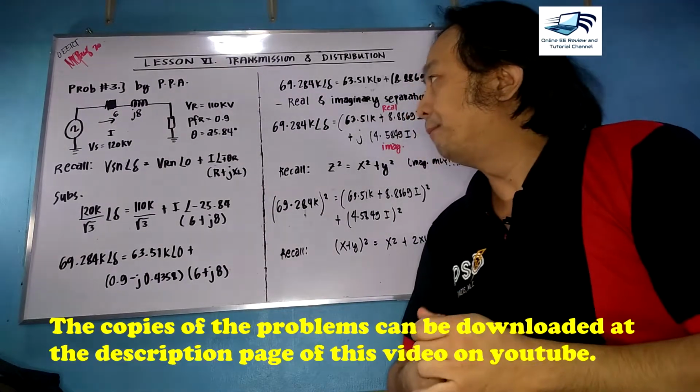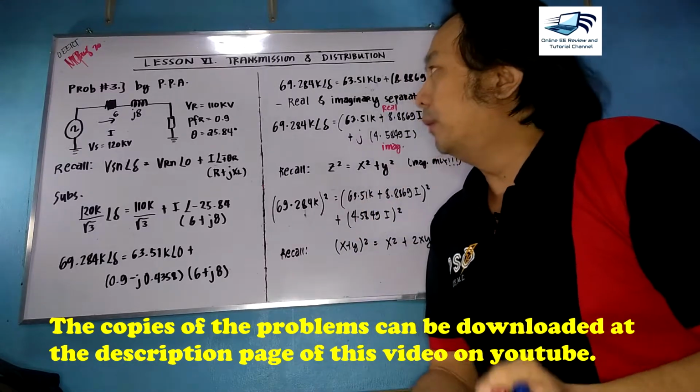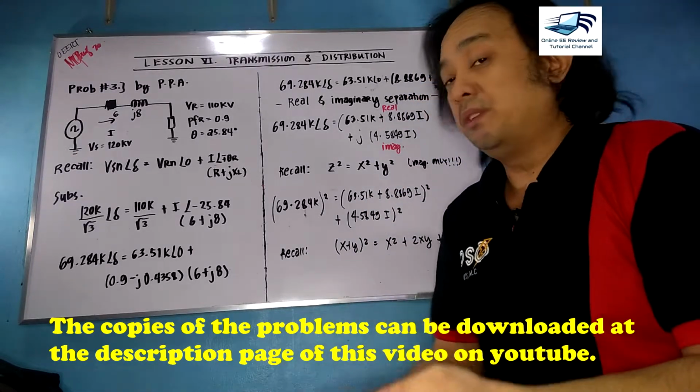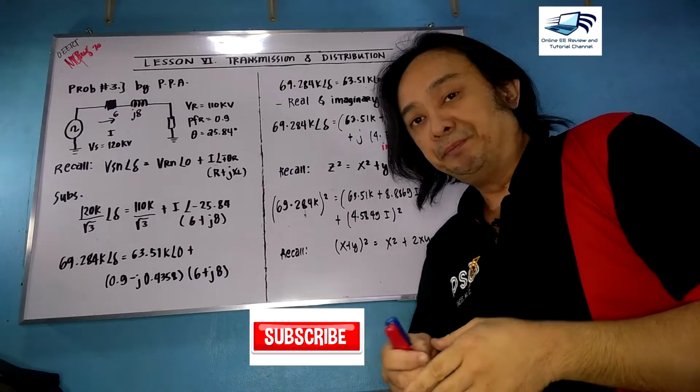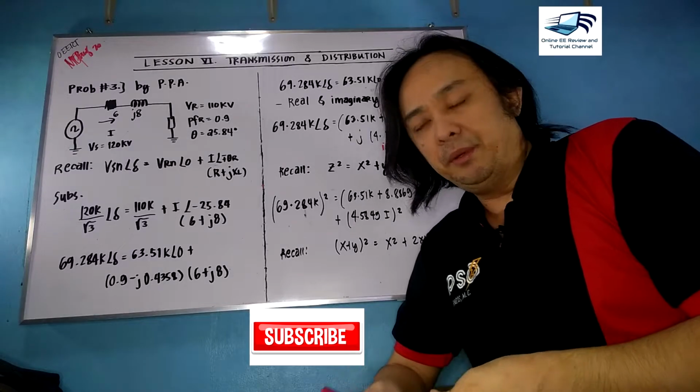So we are on the continuation of our discussion on problem solving on lesson number 6, transmission and distribution. So we need to read the problem first.